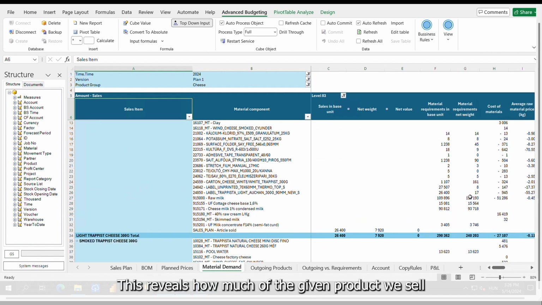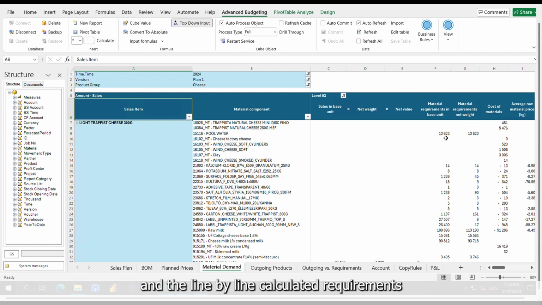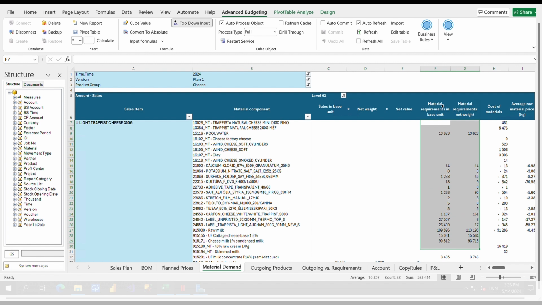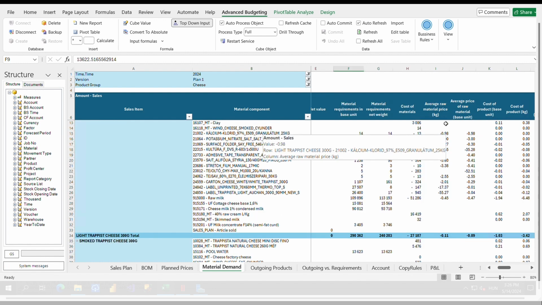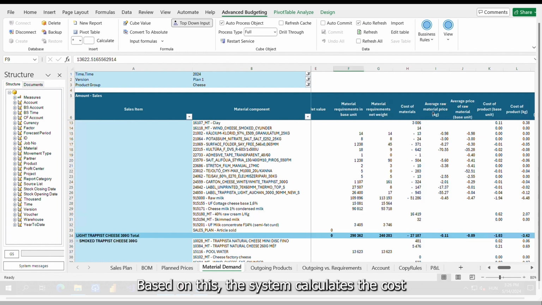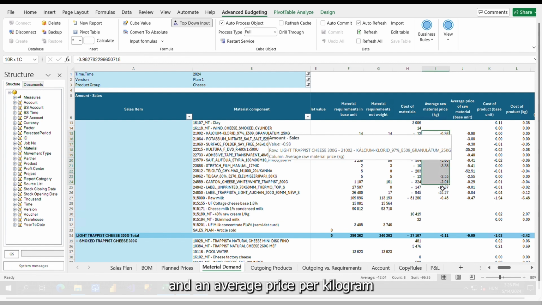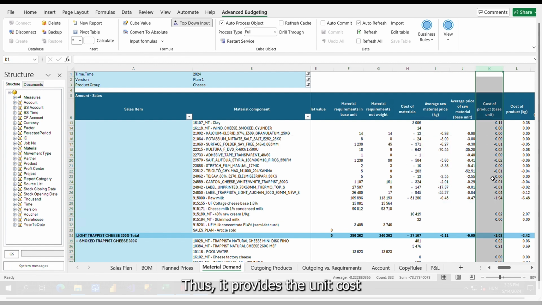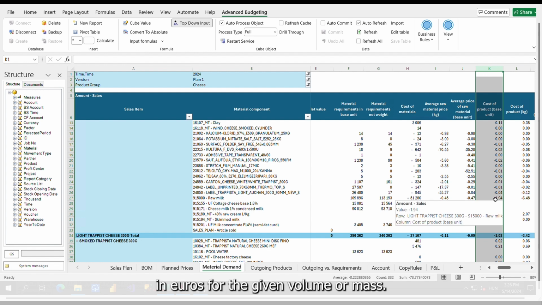This reveals how much of the given product we sell, and the line-by-line calculated requirements show what demands arise during production. Based on this, the system calculates the cost and an average price per kilogram or other unit of quantity. Thus, it provides the unit cost in euros for the given volume.